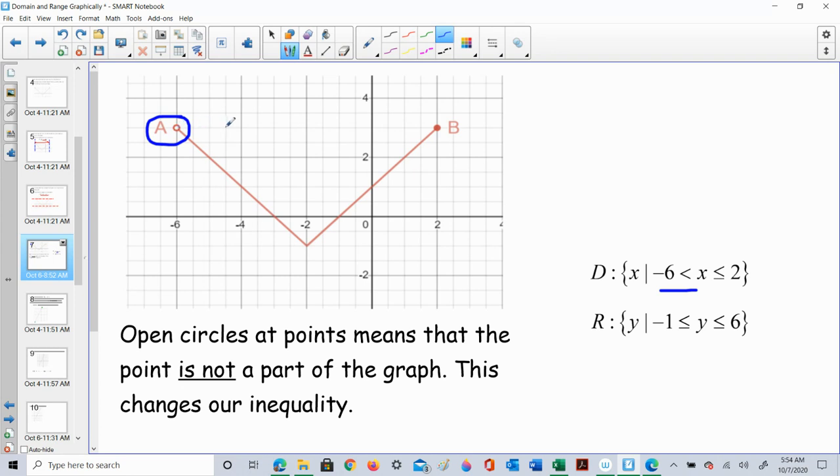Even though this point is not part of the graph, B is, and they're both at 3. So if one is part of the graph and the other one isn't, we still take the one that is. If you have two circles, we use the one that's filled in. So our range is exactly what it was before: y such that y is greater than or equal to negative 1, less than or equal to 6, because 6 would be a solution here. It's not two solutions, it's just one.